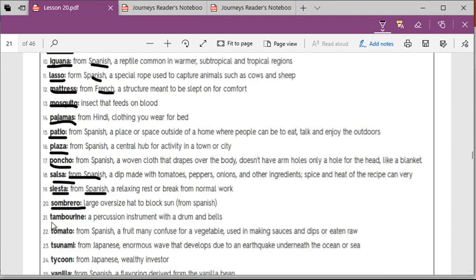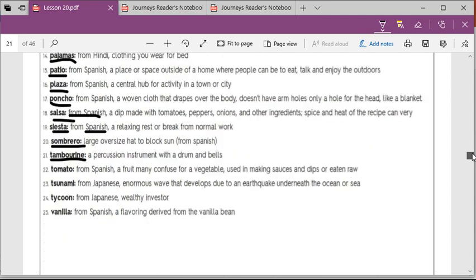The next word is tambourine. Tambourine is a percussion instrument with a drum or a bell. The word tomato, of course, it's said tomato or tomato. It's the same, both are correct. Tomato or tomato, it's from Spanish. Yeah, it's a fruit everywhere, but the word itself comes from the Spanish language.